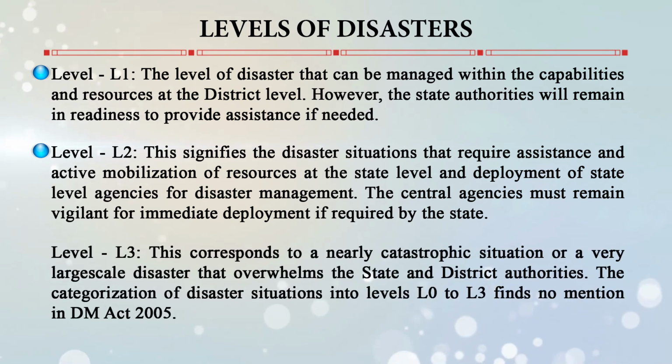Level 3 corresponds to a nearly catastrophic situation or a large scale disaster that overwhelms the state and disaster authorities. The categorization of disaster situation is not given in the Act, but we are able to act and prepare ourselves for such situations. Further, the Disaster Management Act does not have any provision for notifying any disaster as a national calamity or a national disaster.